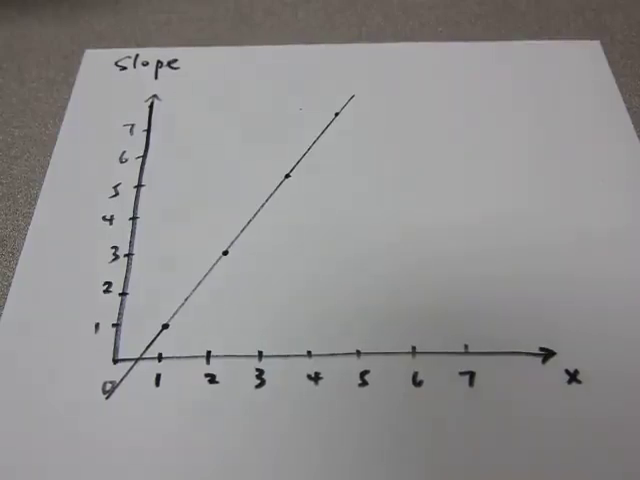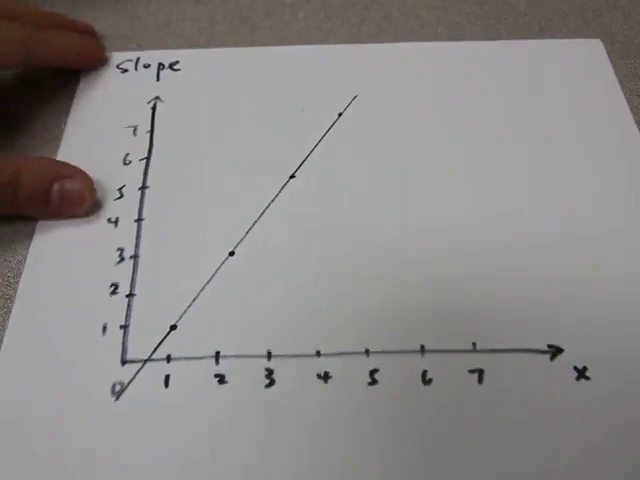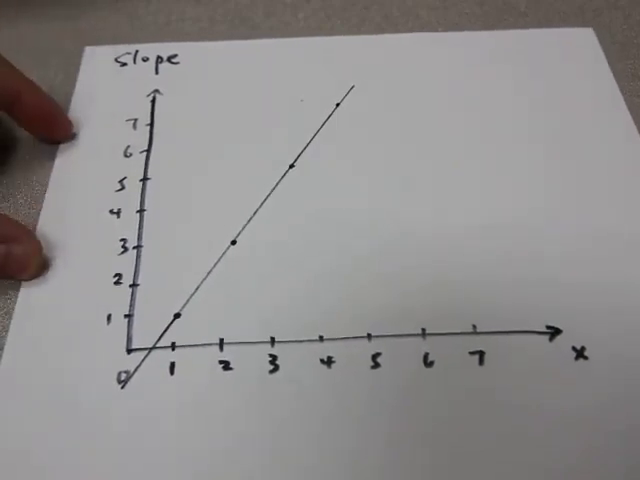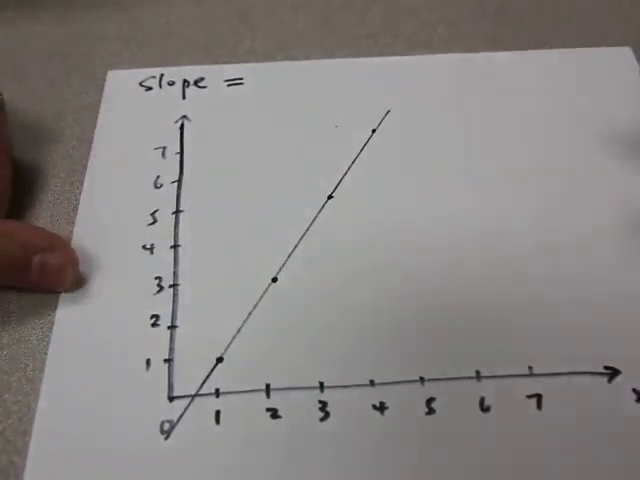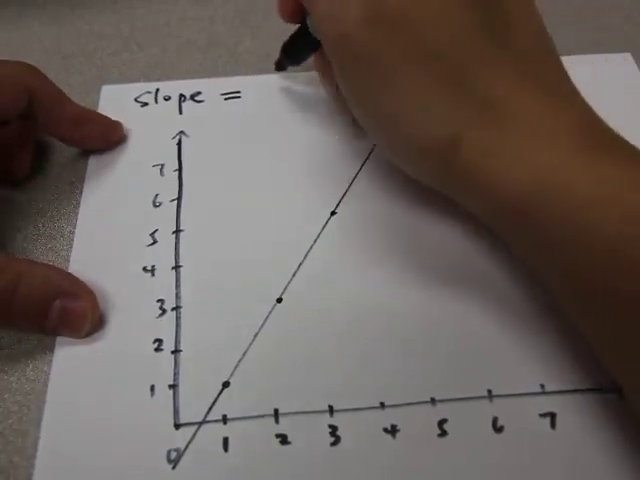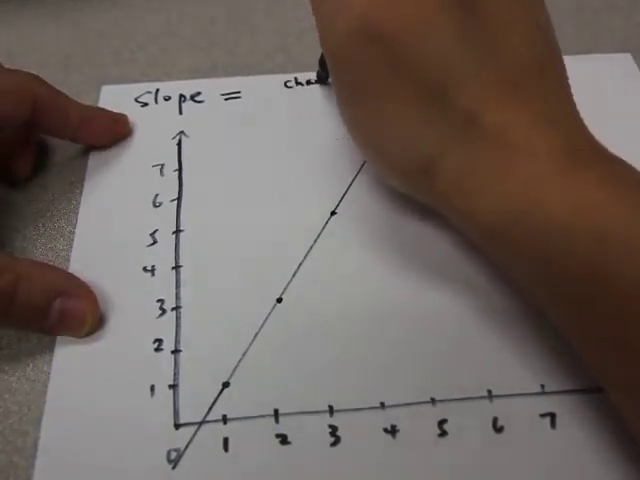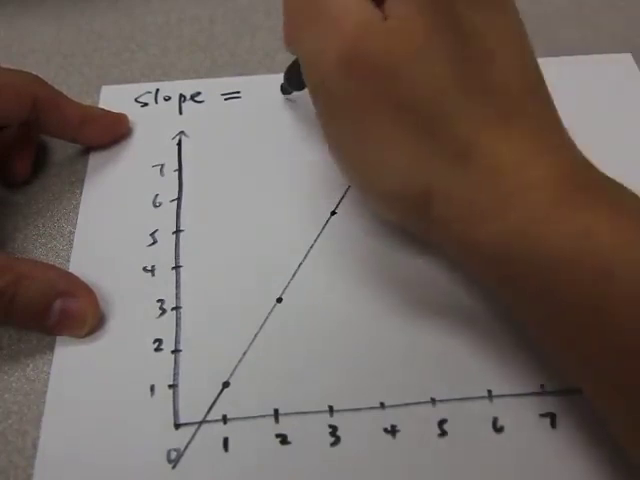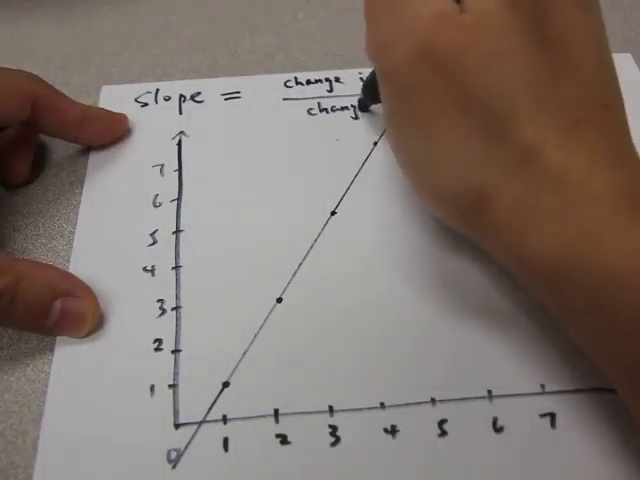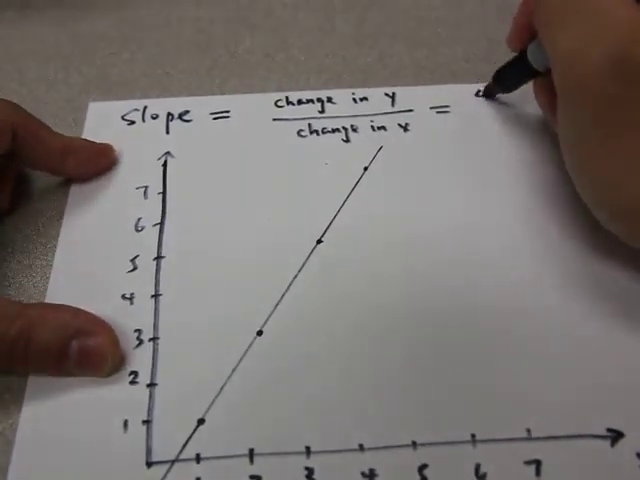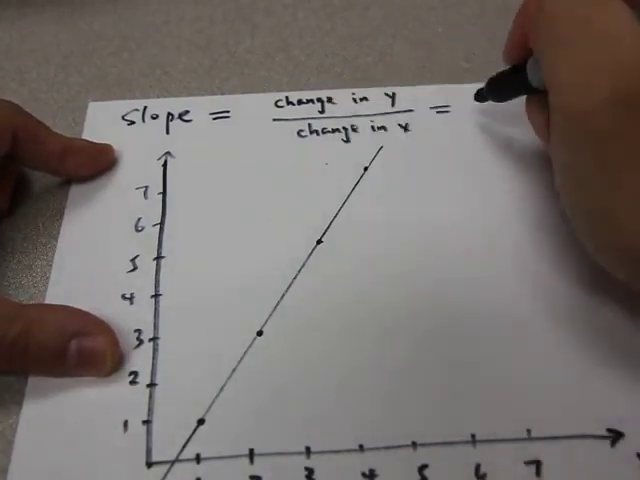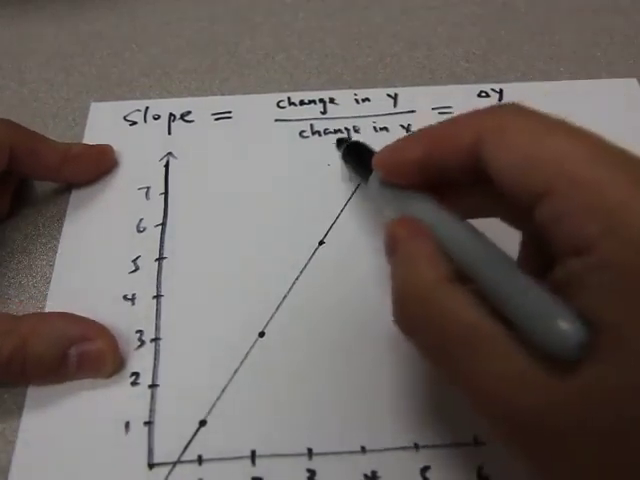Now in this video I want to talk about what is the slope of a straight line and how to find it. One definition of the slope is, as I mentioned before, the ratio of the change in the y to the change in the x, and usually we use delta y to represent the change in y and delta x to represent the change in the x.